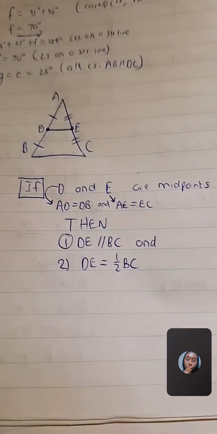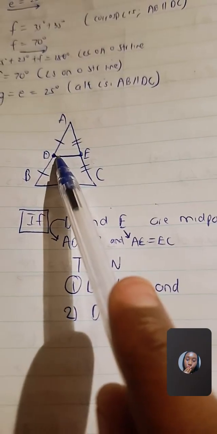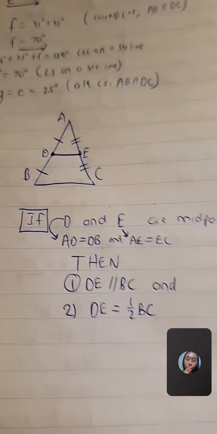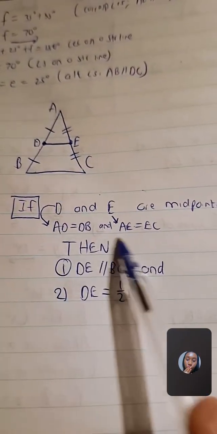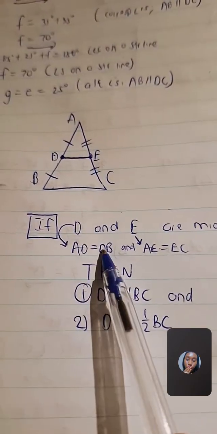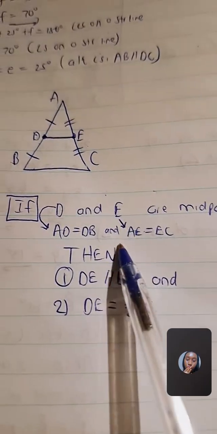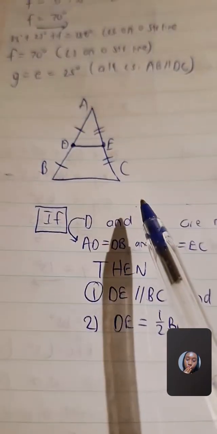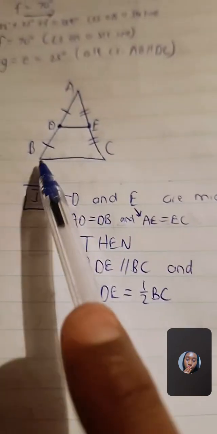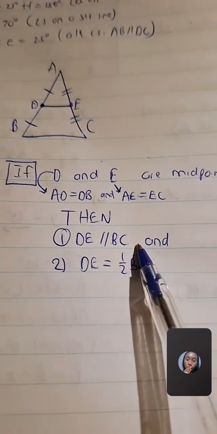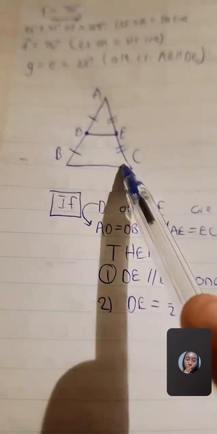This particular midpoint theorem is saying if D and E are both midpoints, the condition is that both of these need to be midpoints. Then what can you conclude on the basis of D and E being midpoints? Remember, D being a midpoint means AD is equal to DB. For E to be a midpoint means AE is equal to EC. Then DE is parallel to BC. So in other words, DE is a parallel line to BC.